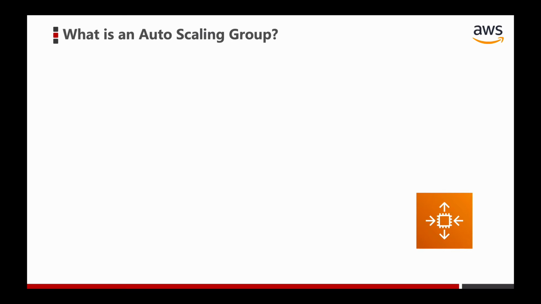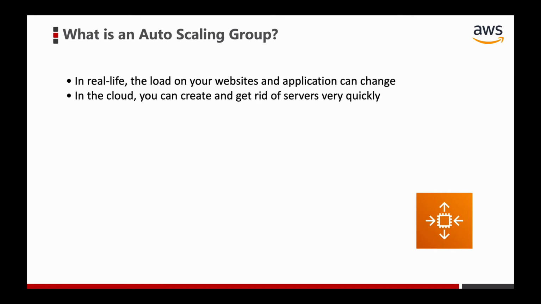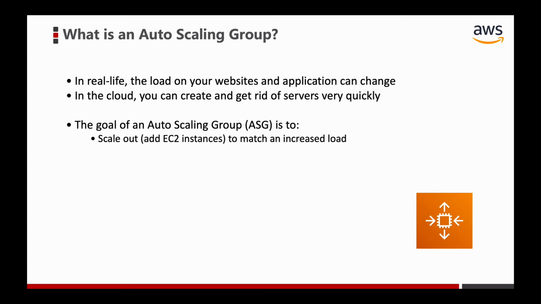Okay guys, in this section, I will talk about Auto Scaling Group. So in real life, the load on your website and application can change. In the cloud, you can create and get rid of a service very quickly. The goal of Auto Scaling Group is to scale out to match an increased load.